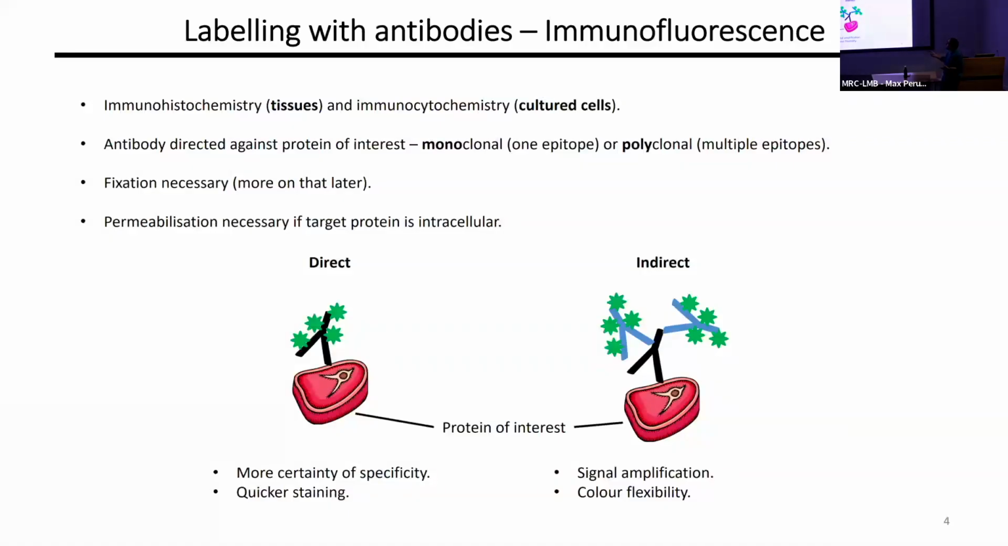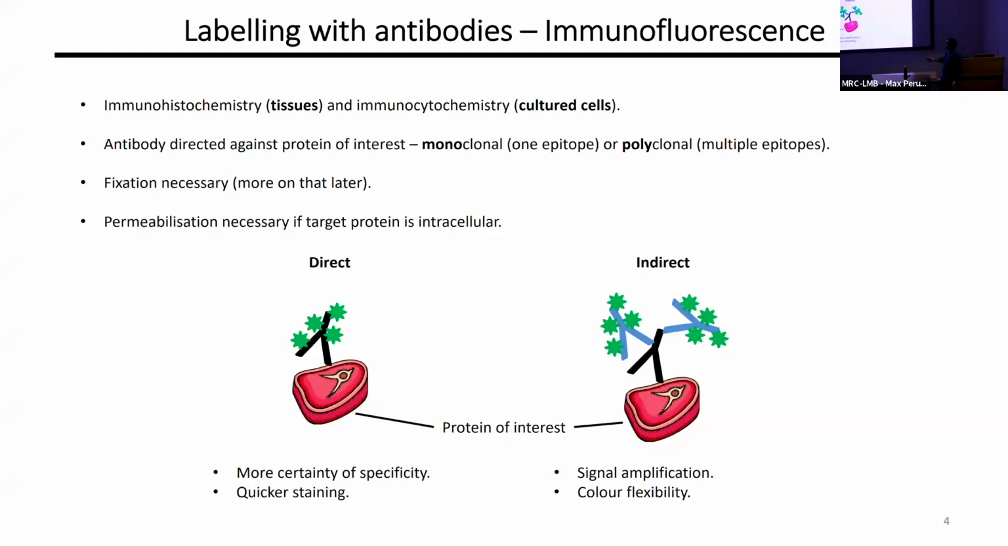So starting with labeling with antibodies, we'll start with antibodies just because it's one of the most common and accessible ways of labeling something. It's basically two techniques: immunohistochemistry for tissues and immunocytochemistry for cultured cells, although we basically call it immunofluorescence, and that's just the term for everything. And this basically is labeling using antibodies. So imagine you have a protein that you want to see where it is inside your cell, and you just use an antibody to bind to that protein and localize it.